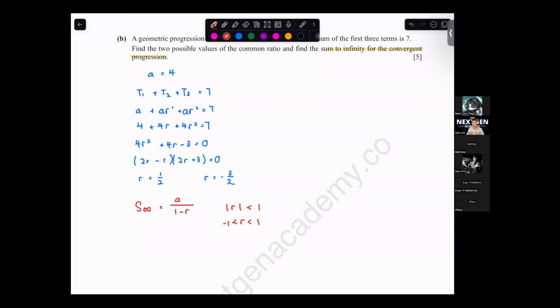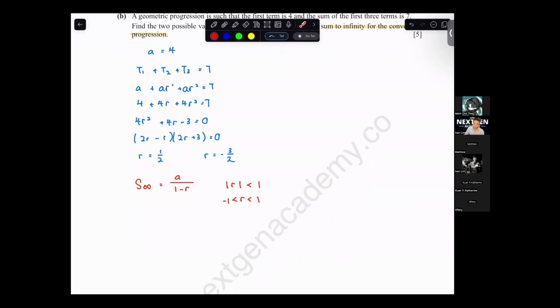Whenever they ask you sum to infinity, most likely they will ask you to find something related to this. They will ask you to prove whether it has a sum to infinity or not. Here, my condition is that my R value needs to be in between negative 1 and 1. Only one of them is in between negative 1 and 1, which is 1 over 2. So the R that I'm going to be using is equals to 1 over 2.